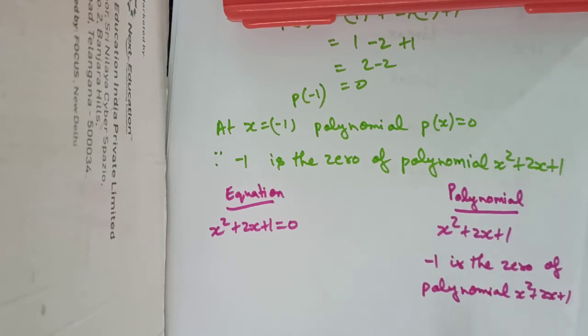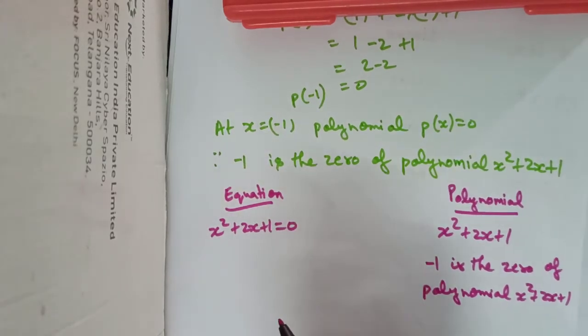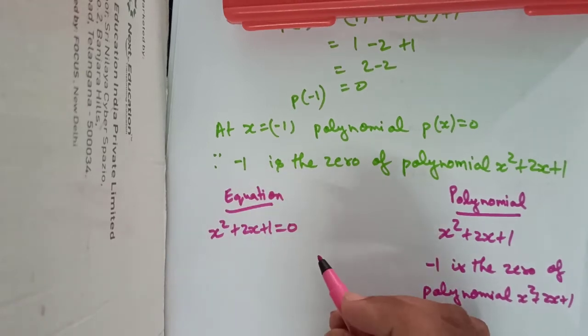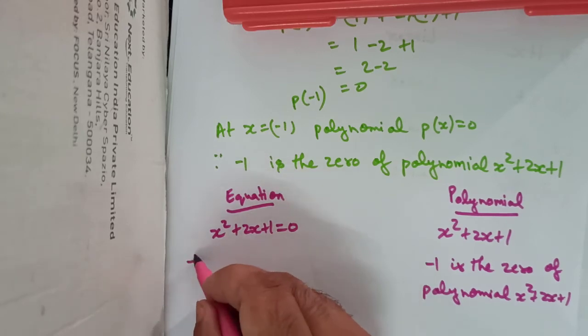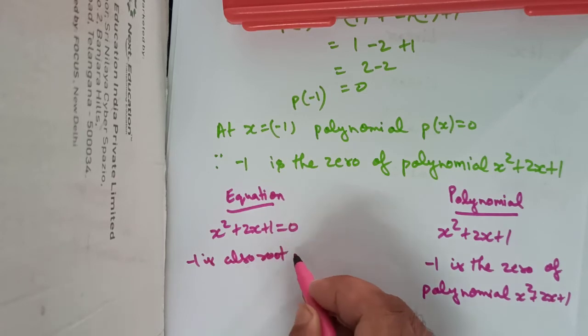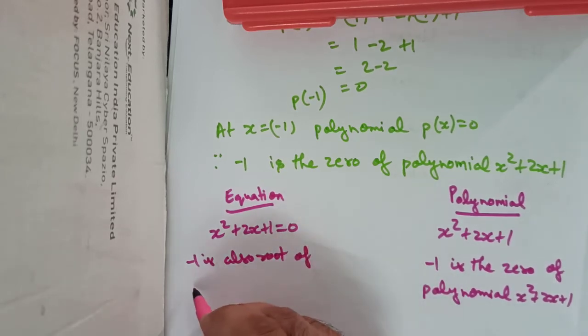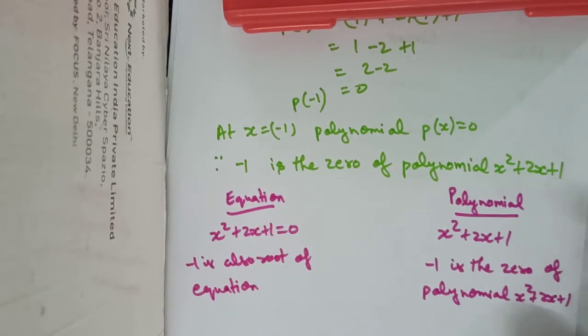Okay, but if I say in case of equation, what is the root or the solution of an equation? The solution or root of an equation is that value at which the left hand side becomes equal to the right hand side. So here we say that minus 1 is also the root or solution of the equation. This quadratic equation can also be called a polynomial equation.